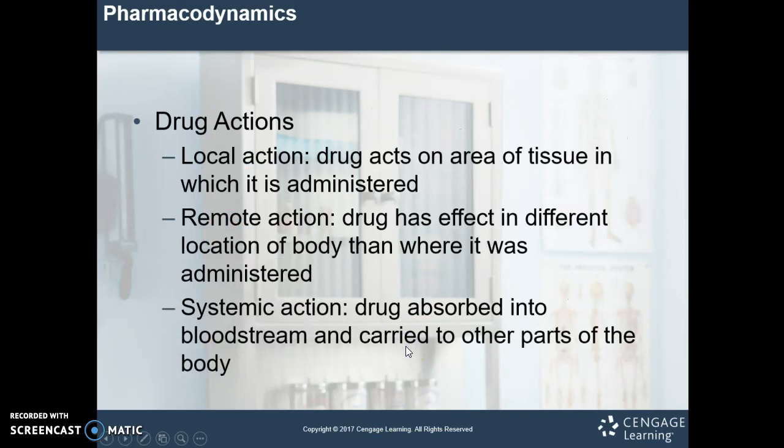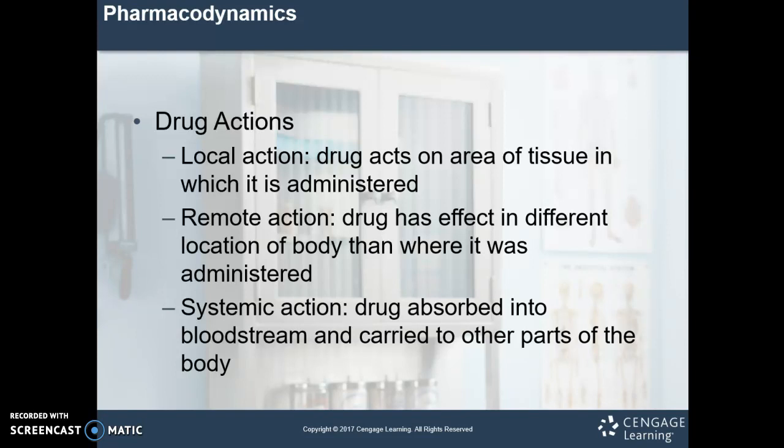Drug actions. So drugs can be grouped by the type of action they produce in the body. Maybe it's a local action. The drug acts on an area of tissue in which it is administered. Maybe it's a remote action. The drug has an effect in different locations in the body than where it was administered. So an example of a local action before we move too much further on would be topical medication, something that you rub on. Maybe you rubbed on pain relieving medication because your knee is sore after playing basketball.